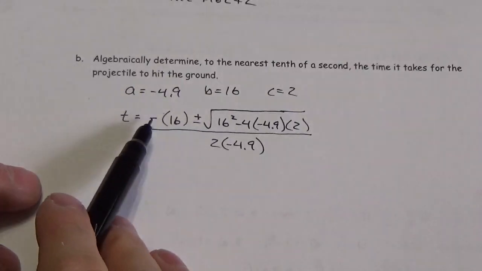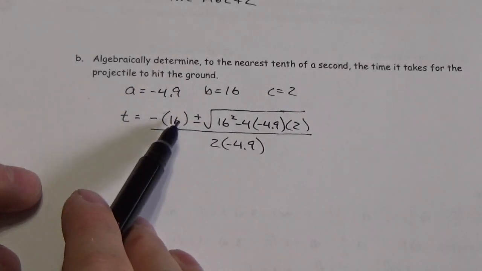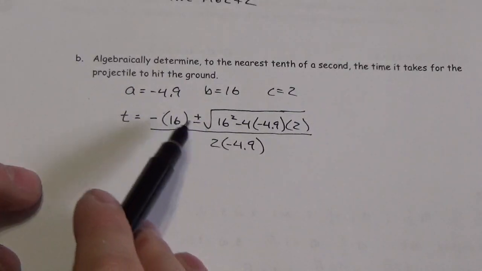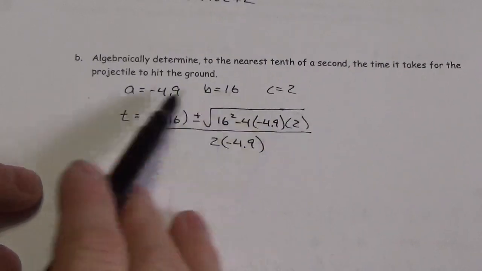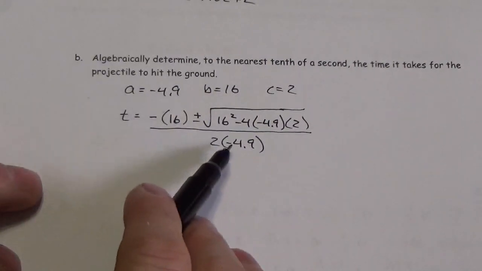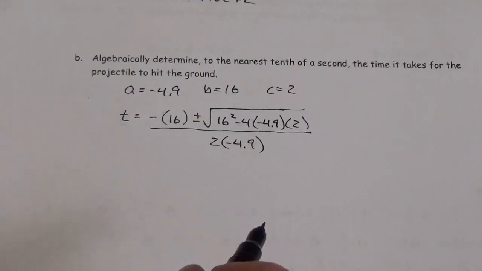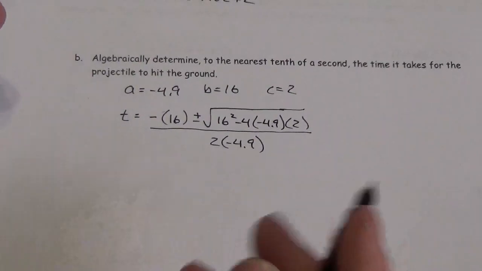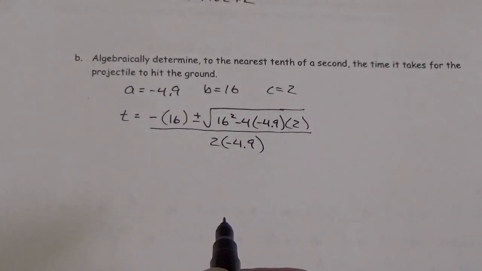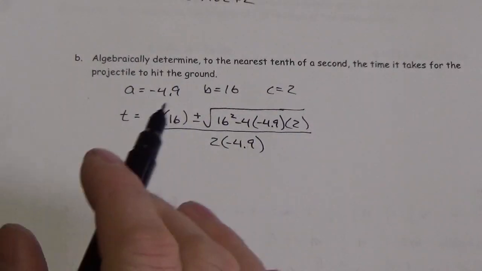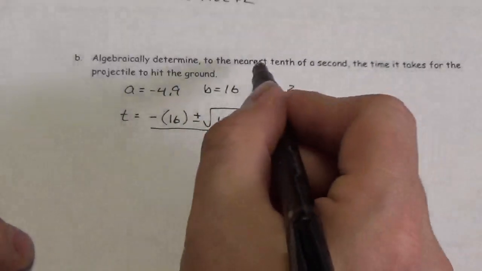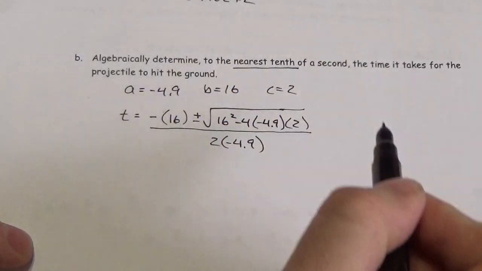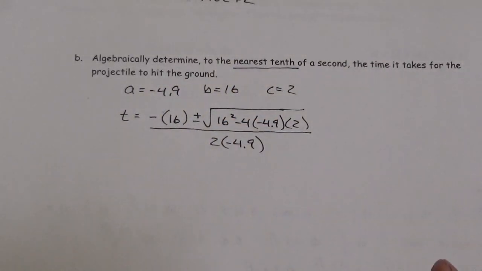Now I was a little concerned at first when I saw that negative 16, because that's setting the stage for this expression to become negative. But then I'm dividing by a negative, and I know that that's going to turn this into a positive. Now, I could go through the process of simplifying this a little bit, but regardless of how it simplifies, I'm being asked to evaluate the answer to the nearest tenth of a second. So I'm just going to use my calculator.